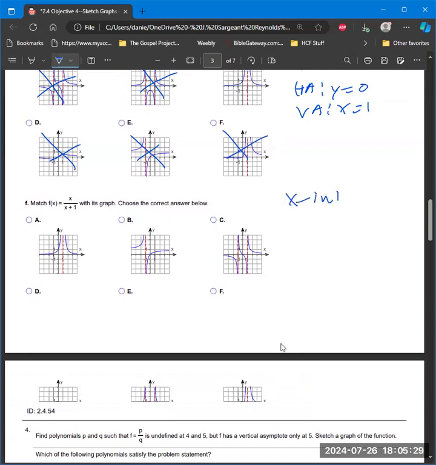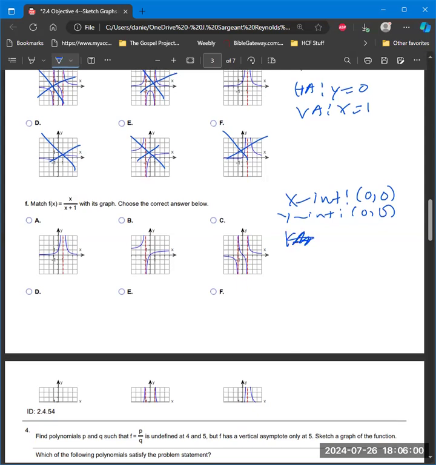Our x-intercept is again at (0, 0), which is also a y-intercept. And we have a horizontal asymptote at y equals 1, because the degree of the top and the degree of the bottom are the same. x divided by x is 1. So horizontal asymptote y equals 1, and vertical asymptote at x equals -1.